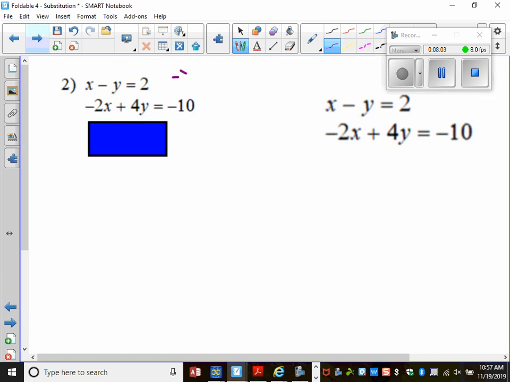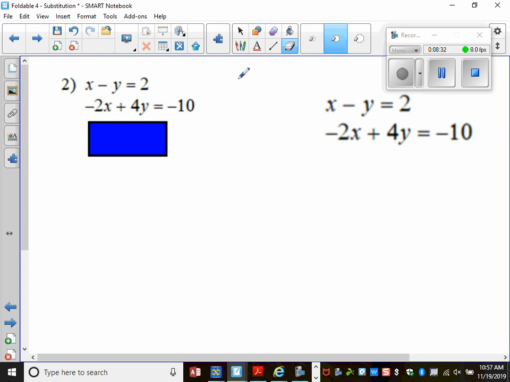All right, so in number 2, step 1 is not done for us because the x or y is not isolated. So we have to isolate either x or y. Now, a good rule of thumb, it doesn't matter, but a good rule of thumb is to look for coefficients of 1, like that's a 1 and that's a negative 1, because then you're not dealing with a lot of fractions. Okay, so try to look for coefficients of 1.